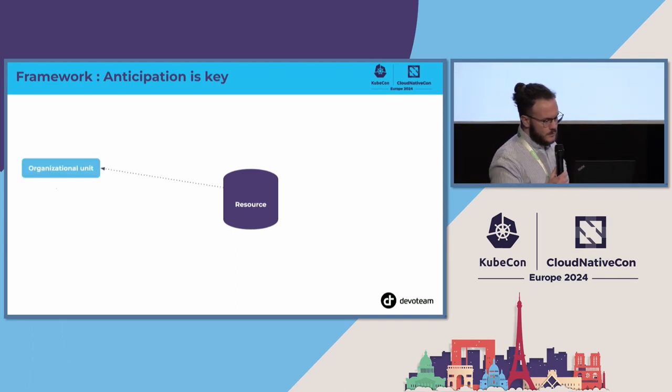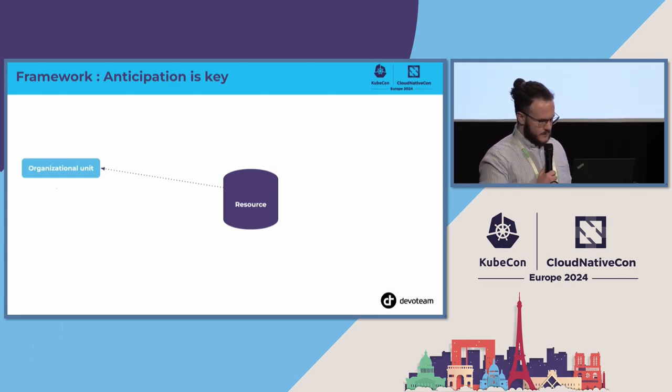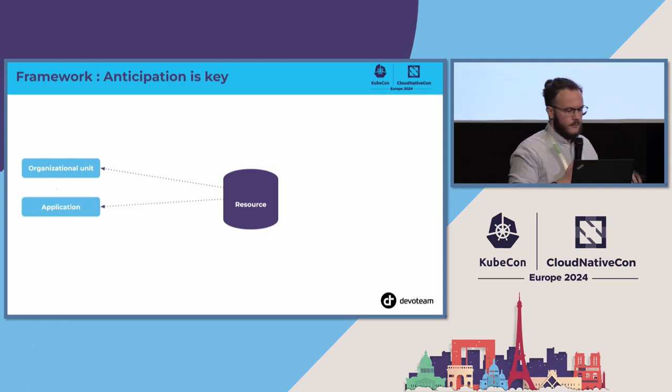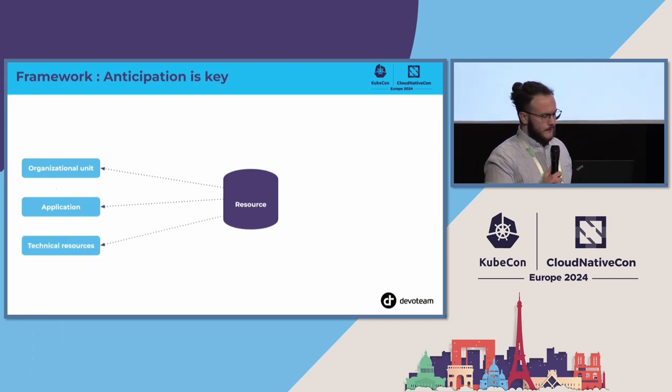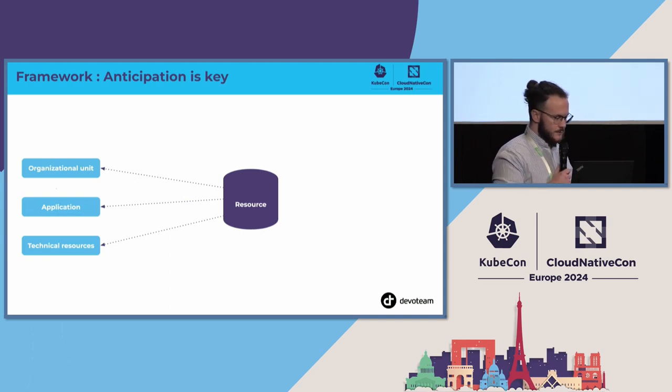So the first one is the organizational unit: for whom this resource will be used, or who will use this resource. Then, for which application: which application will use our resource? For which technical resources: with which resources will our resource interact, and which types of resources will interact with it?